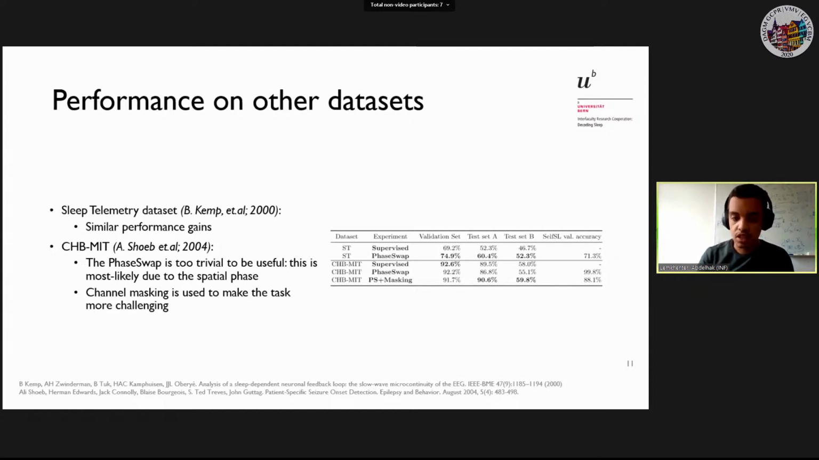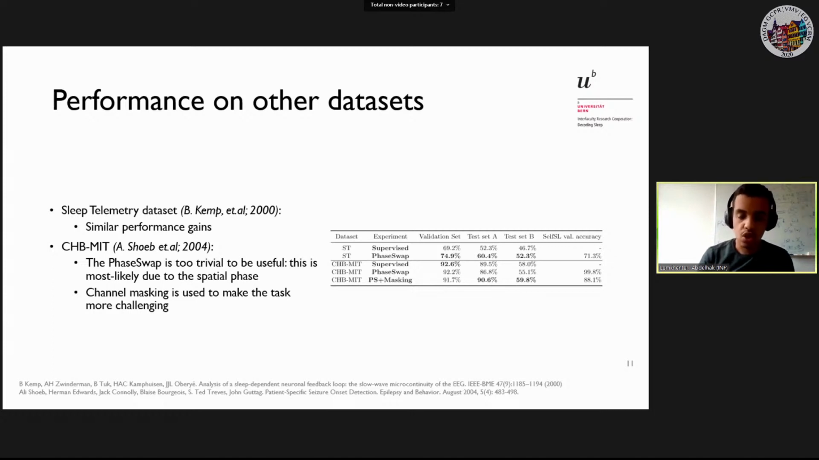So instead, in order to make the task more challenging, we add a form of random masking where we keep 6 out of the 18 channels used on this dataset at random. And with this masking, the task is then non-trivial, and we can see again an improvement of generalization on both testset A and testset B.